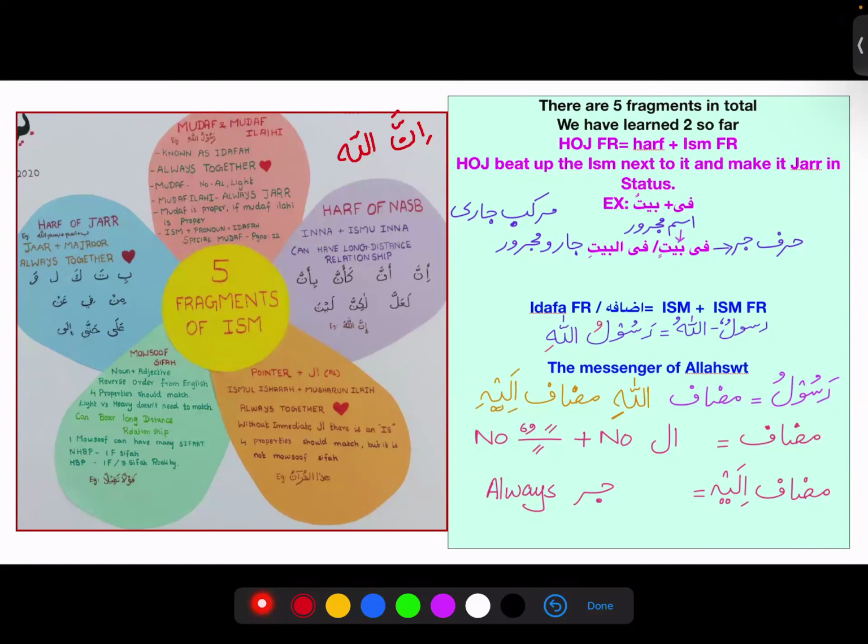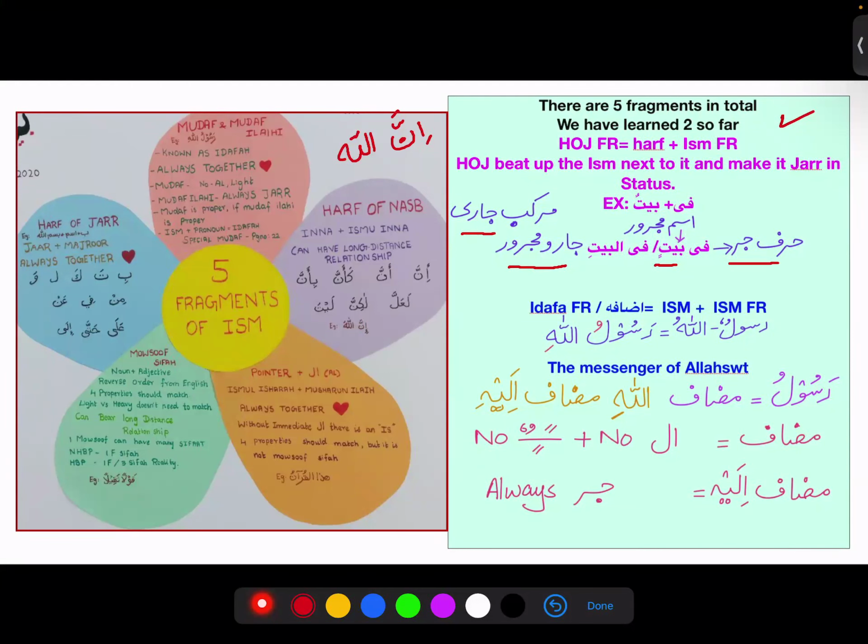So there are going to be five fragments. And the fragment that we already learned is harfu jar. Harfu jar is basically a harf with an ism after it, right? And that is going to create a jar majrur fragment. In Arabic terms, we call it murakkab-e-jari, and we can call it jar majrur. And how are we going to label it? Whatever harf of jar, we label it as harfu jar. And whatever ism comes after, which is jar or majrur in status, we call it ism majrur. Make sense to everyone? Yes, sir.